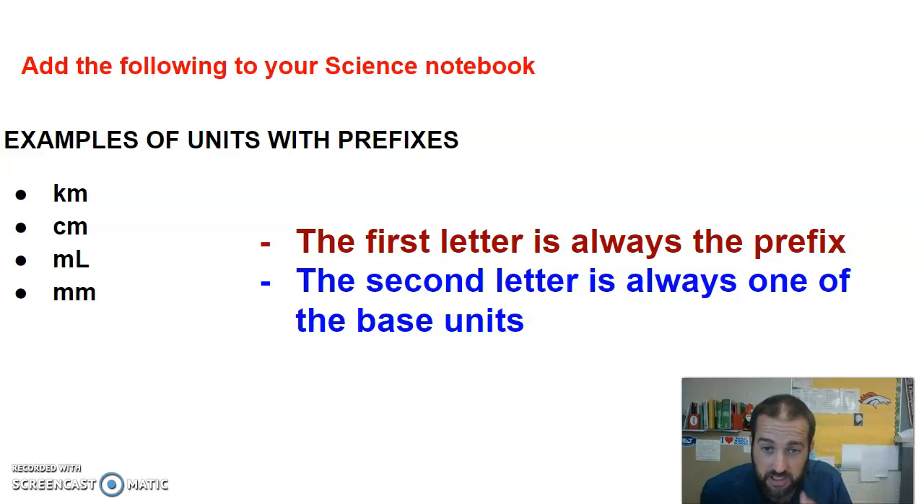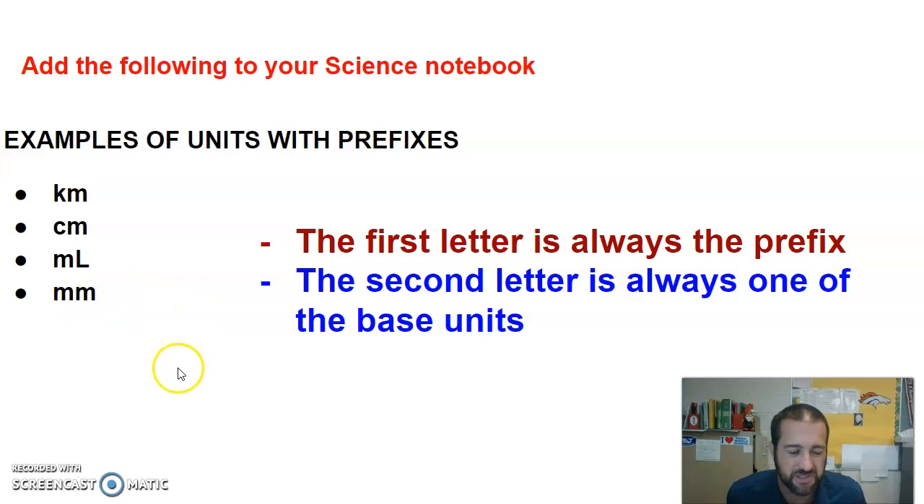Okay, so like we just said, the first letter is always the prefix. So what is that K? Kilo, we said that. What about that C? Look at your chart, your King Henry doesn't drink chocolate milk chart. That is centi. What about this one? This one can be kind of tricky. Ooh, same with this one. Let's skip down to MM.